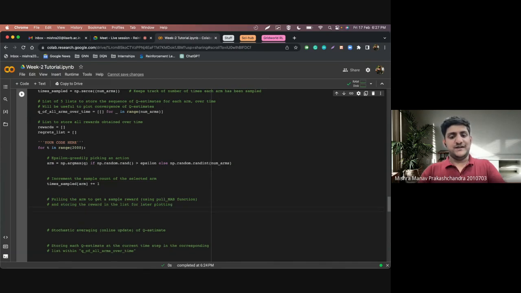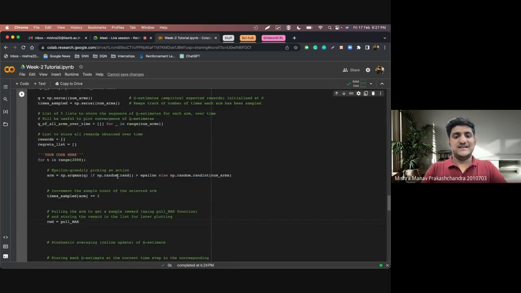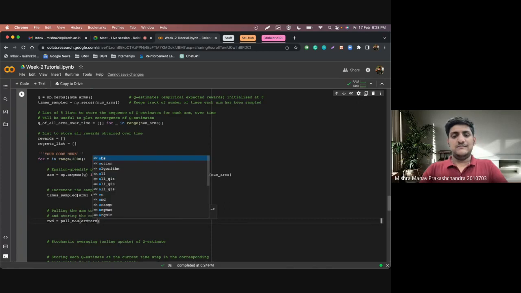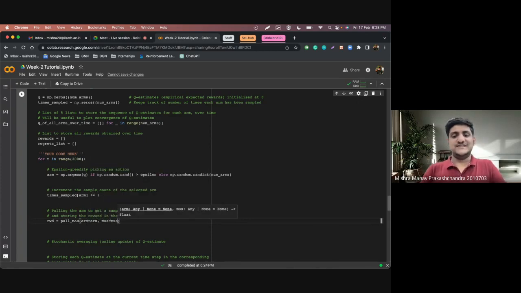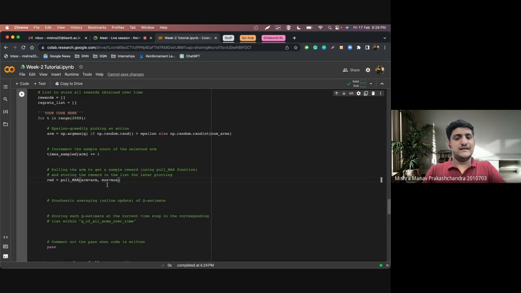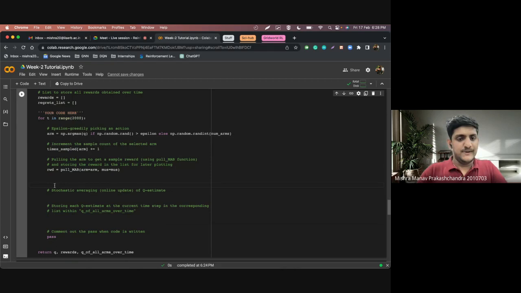Next up, I want to have the reward, which is my pull MAB. So this is the pull MAB function. This gives me the reward, right? So I need to give the index for the arm. So my arm is equal to arm, and my mus is equal to mus. Mus is the estimated mean, right? That's what we have in the beginning. This is something that the environment is giving, this mus. I'm just putting it as it is. Let me know if you have any doubts. Okay, I'm deliberately going slow.